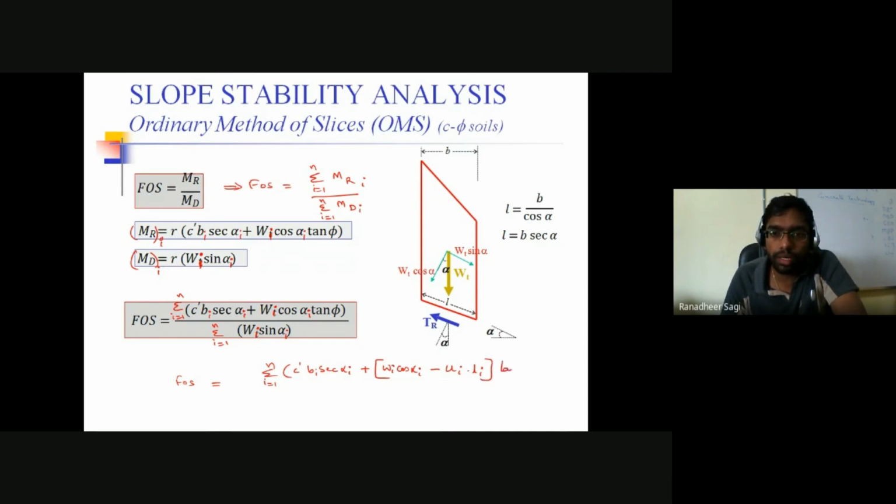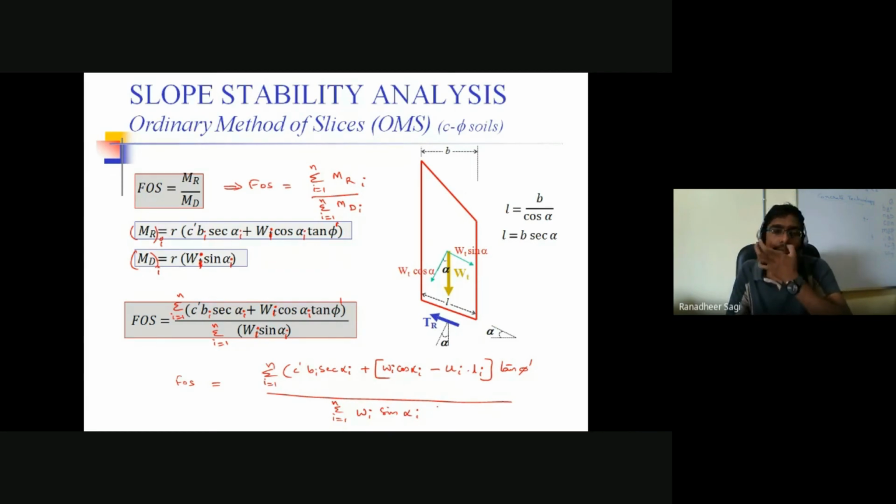into tan phi dash. So if you are using the c dash term, then accordingly I have to use your phi dash term. This total is divided by summation i going from 1 to n, wi into sine alpha i. See, sometimes you will be writing it as wi into sine alpha i by resolving your weight component normal to your failure surface and tangential to your failure surface, and you write down your expression. Sometimes you may not be resolving it into components.